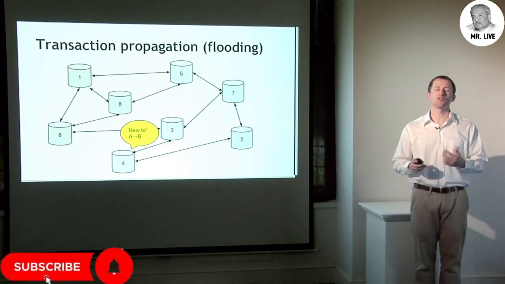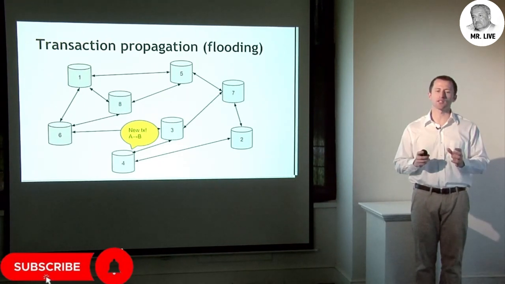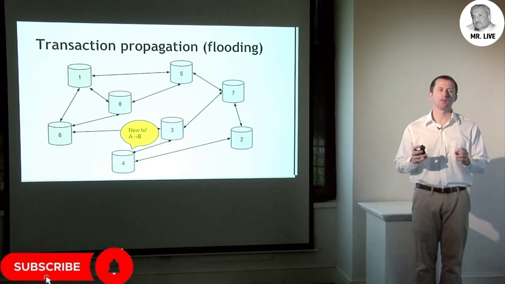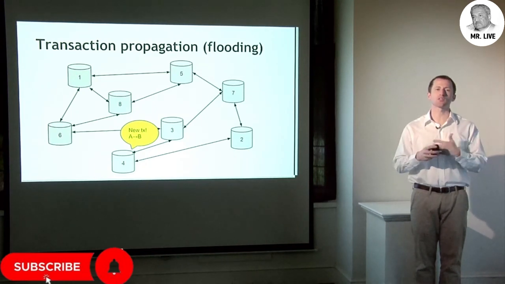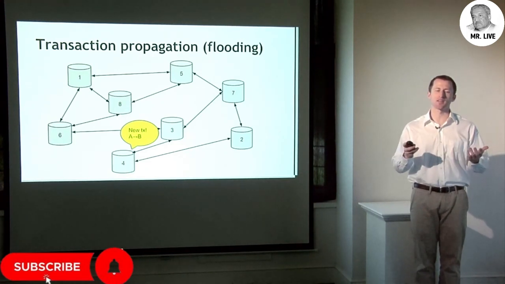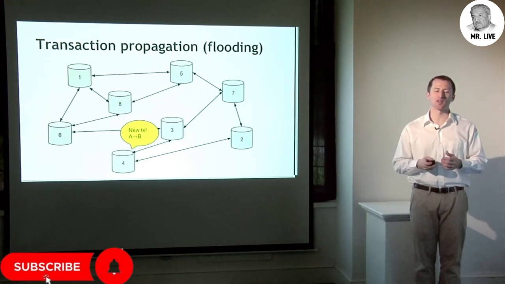Now node 4 says, great, I've got a new transaction. Alice wants to pay Bob, let's tell everybody about it. Sometimes this is called a gossip protocol because it's very simple. If you have news, you try to tell as many people as you can, and they try to tell as many people as they can, much like people gossiping in the real world.